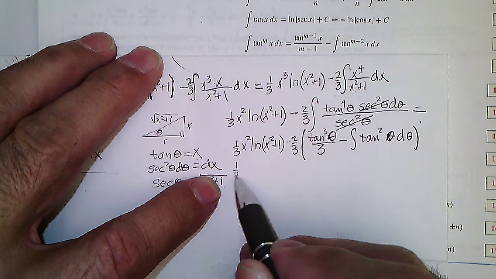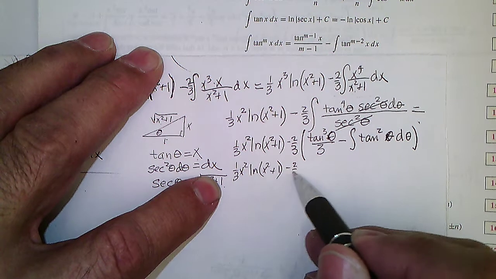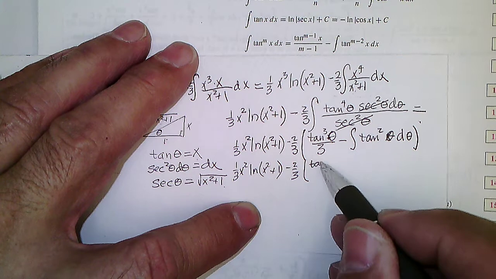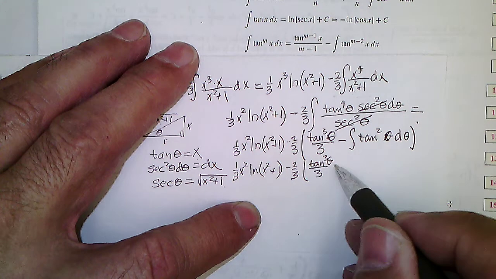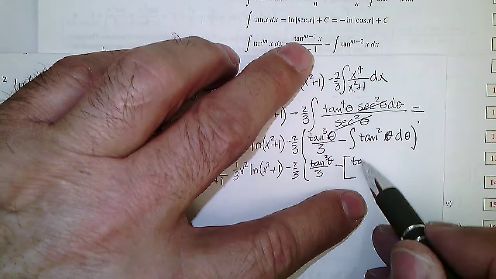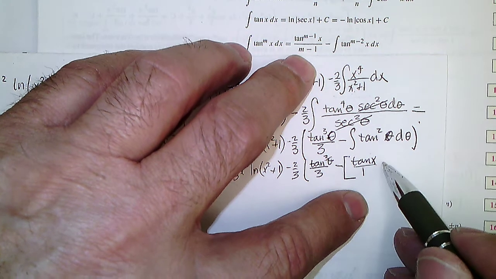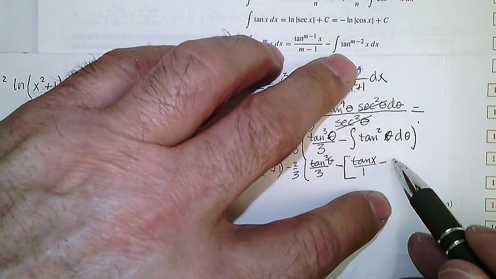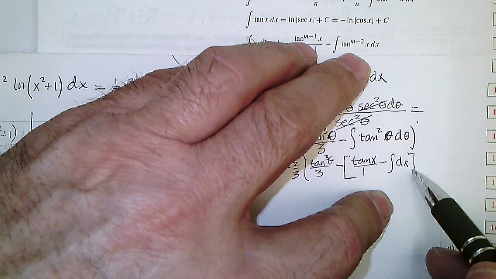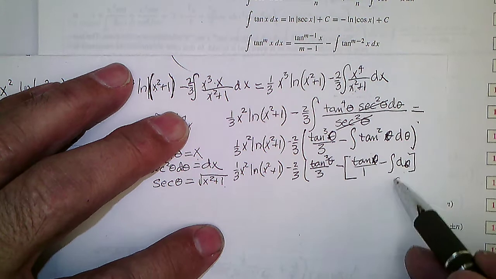So we're going to get 1/3 x squared ln x squared plus 1 minus 2/3. I'll just leave this tangent third theta over 3 minus, now parentheses for this is going to be, with m equal 2, tangent of 2 minus 1 is 1, x over 1, minus the integral of tangent to the 0, which is just 1 dx, or d thetas, these are. So the integral of d theta is just theta, and this is tangent theta.